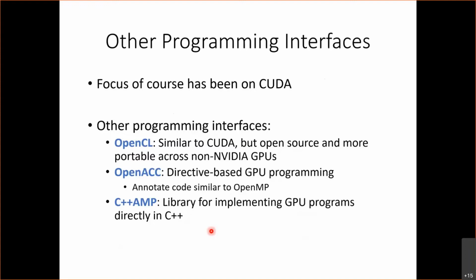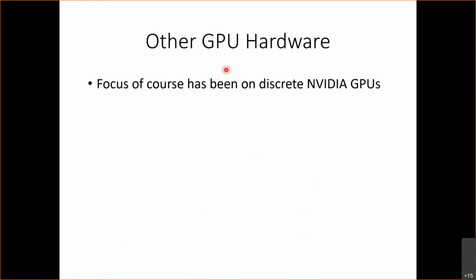Okay, the next topic is other GPU hardware. In the course, we've been focusing on CUDA, and we've also been focusing on discrete NVIDIA GPUs, meaning GPUs manufactured by NVIDIA, which is a popular GPU manufacturing company. And by discrete, I mean GPUs that are not integrated with a CPU on the same chip. You have a GPU that is a chip separate from the CPU. That's what I mean by discrete. The GPU is its own independent chip.